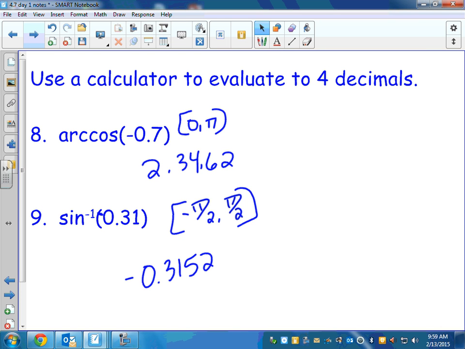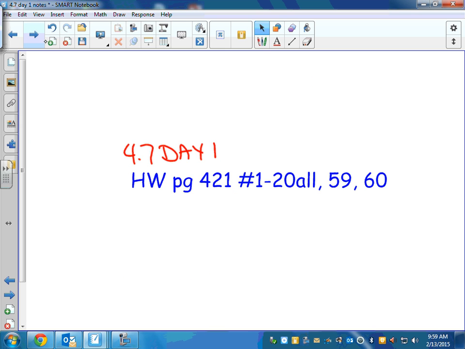On the calculator portion of your test, you will have to do this, so again, it's practice doing that. Some of your homework is just typing in your calculator, which is very nice. This is 4-7 day 1. You are doing 1 through 20, all, and 59 and 60. 1 through 12 you should be doing without a calculator, and then 13 through 20 are just typing in your calculator. Oh my gosh, what an easy assignment.